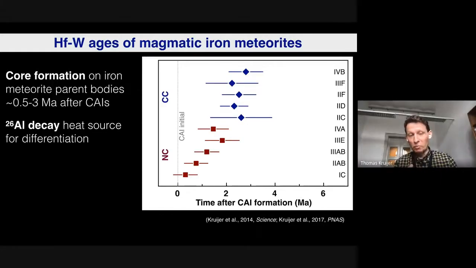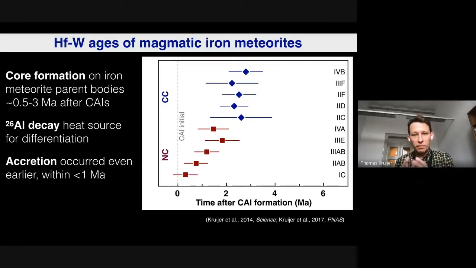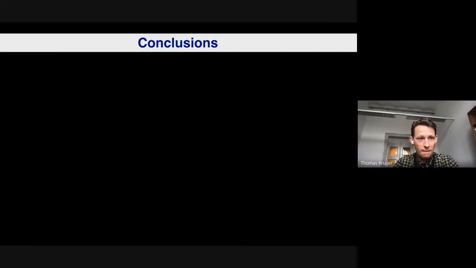And if you then do some modeling and calculate the time interval between accretion and core formation, you can infer that these iron meteorite parent bodies must have accreted even earlier, within less than 1 million years after CAIs. So this is pretty strong evidence that magnetic iron meteorites derived from some of the earliest planetesimals that formed in the solar system. And this is the strongest evidence that planetesimal accretion occurred very rapidly.